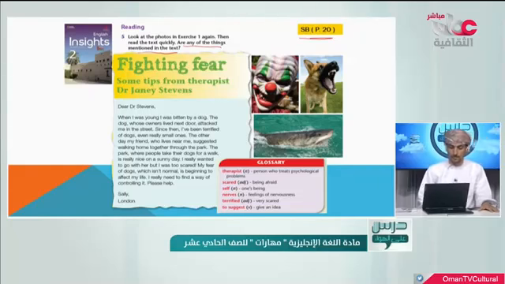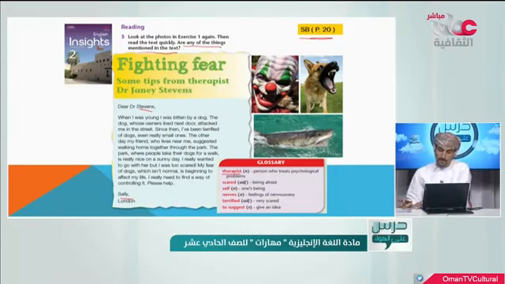Let us now see. So you can see this letter is from Sally to Dr. Stevens. Let us have a quick look and try to find the answer. Before we look quickly at this letter, let us go to the glossary. Here in the glossary, there are some new words that you will have definitions for. Therapist is a person who treats psychological problems.